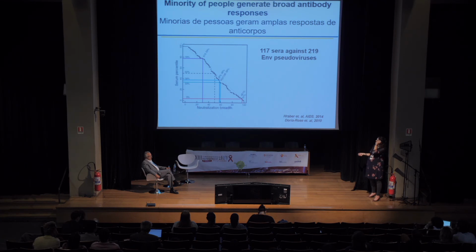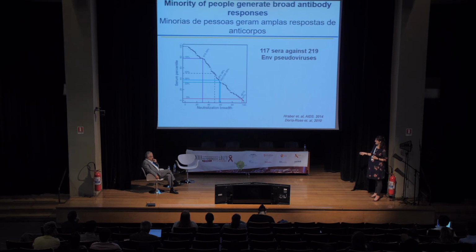And so here is another paper. This was mentioned before, but this is another paper showing the same thing, how many people naturally develop this ability in their serum to neutralize these viruses. This is a paper more recently out of the Los Alamos laboratory, where they gathered data on 117 serum from chronic infection against 219 genetically diverse envelopes, and then graphed it. And you can see it's a pretty linear association.